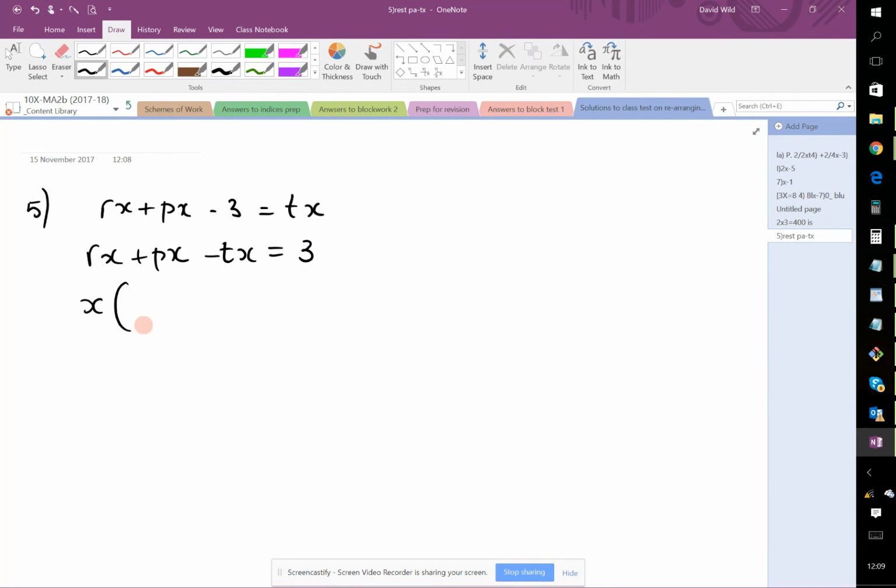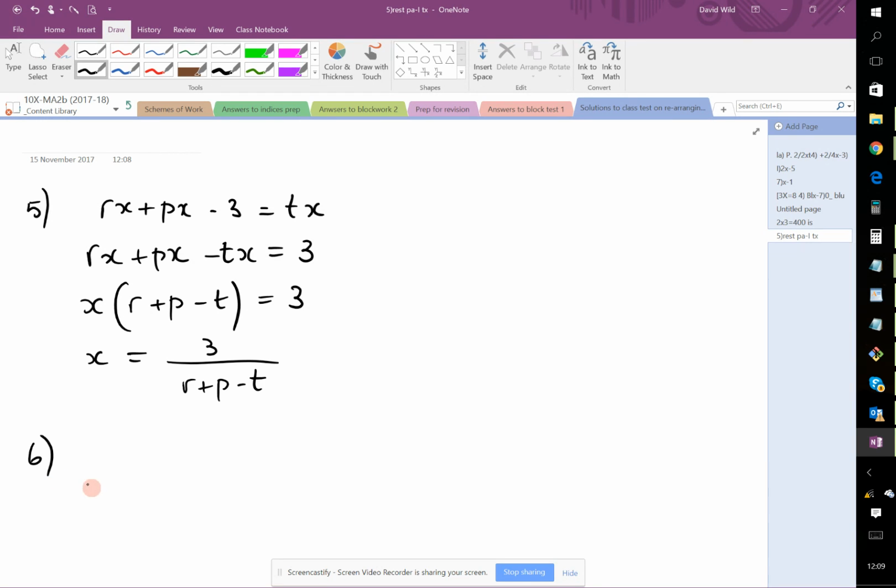Now we're going to take a common factor of x out of all of these. So we get x times (r plus p minus t) equals 3. And divide both sides by this bracket, r plus p minus t.